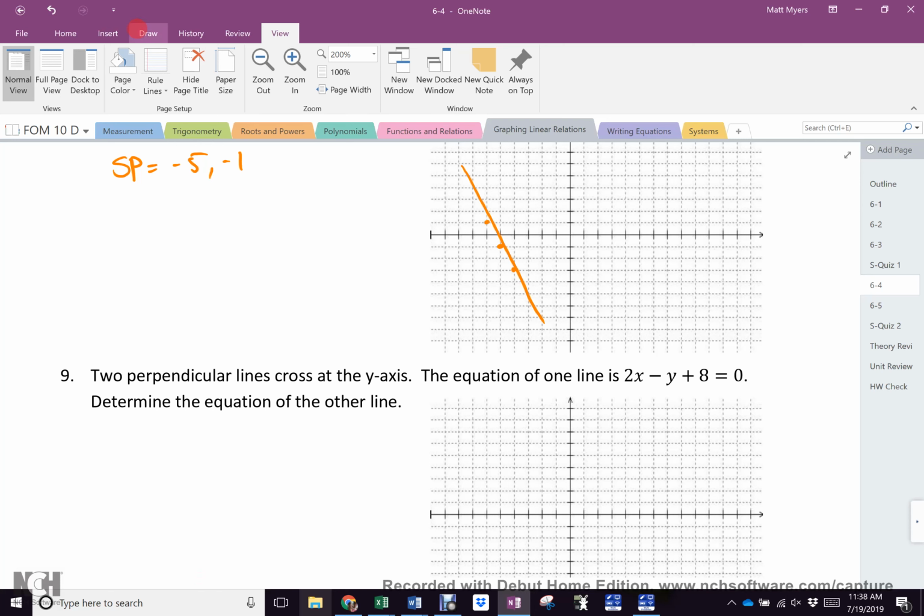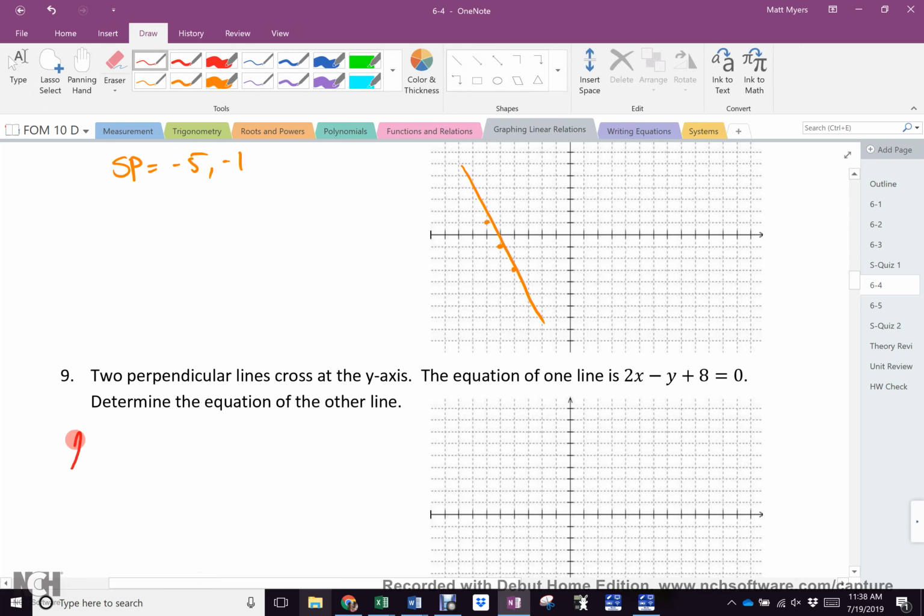There's 2 lines. So I'm going to have line 1 and line 2. Excellent. What else is important? The equation. Now, is that equation one that we like to work with? No. So line 1, we know, is 2x minus y plus 8 equals 0. How can we make that something we like?